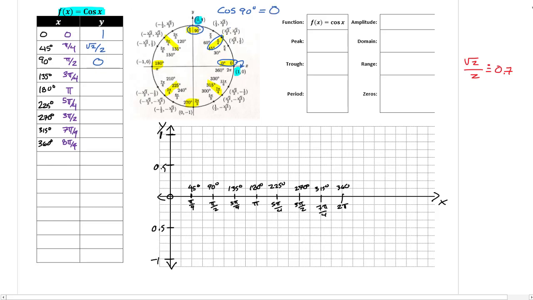Remember, this is where sine and cos come from, the unit circle. This is where they're born from, but we're going to go farther with it. So that's why we don't have to look at the unit circle every time. All right, let's keep rocking here.